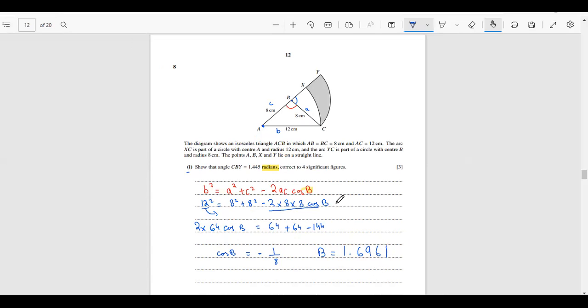Now just make sure that your calculator is in radians mode, and then press cos inverse minus 1 divided by 8, and it is going to give you 1.6961. Okay, the final answer is supposed to be in four significant figures, so it's always better that you do your working one more than the number of significant figures required.